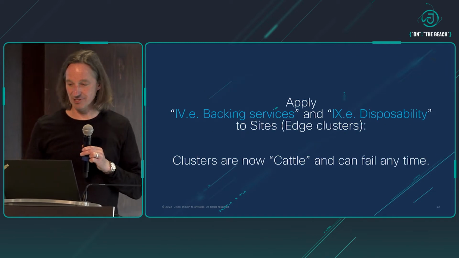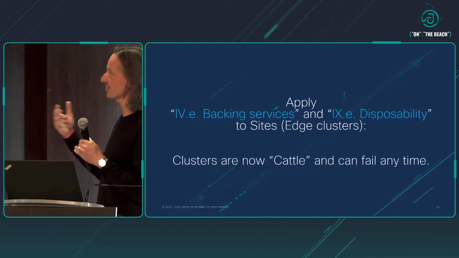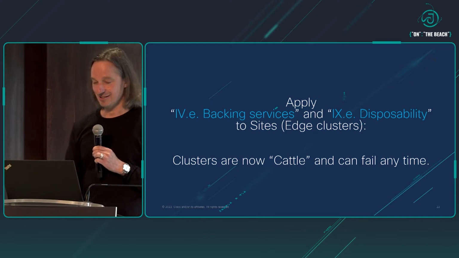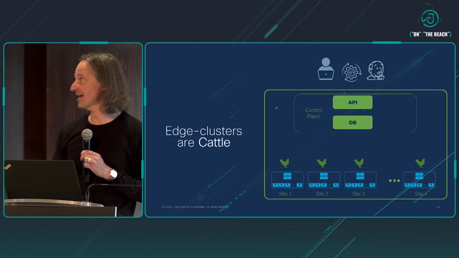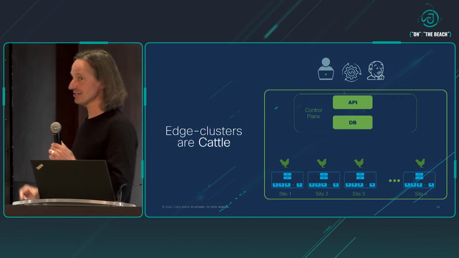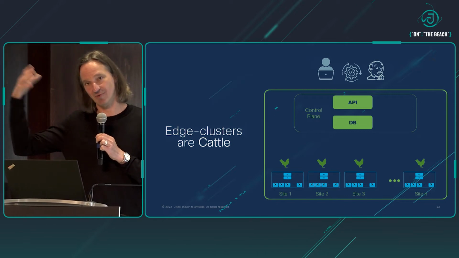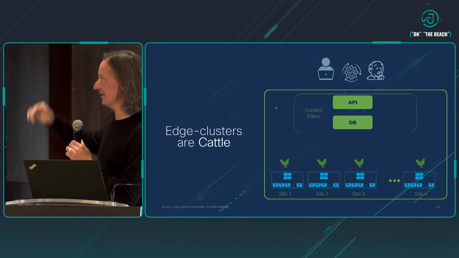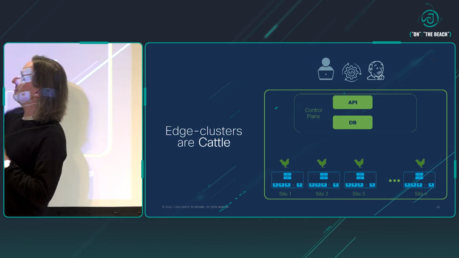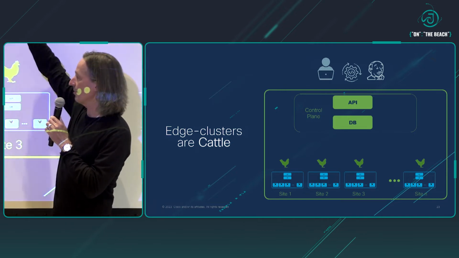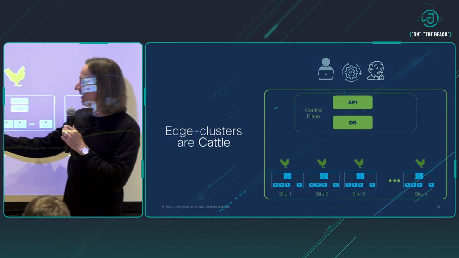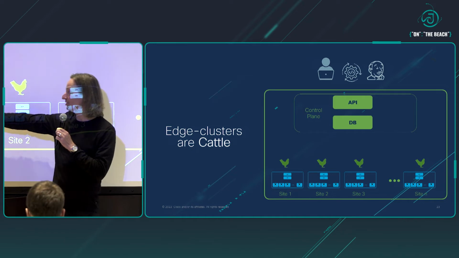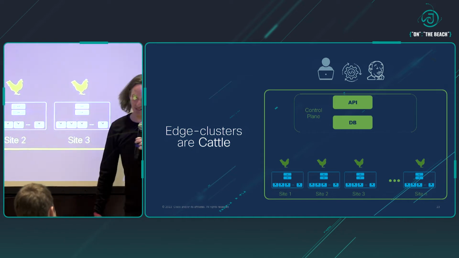If we apply our principle and say, well, let's have disposability and backing services and the sites as edge clusters, the clusters can now fail at any point in time, our cattle. So I can do clusters of clusters, and there's quite a few solutions out there that do this in one way or the other, sometimes not all the way. But yeah, you have an API, you have a database, hopefully a reliable one, and then these individual sites become like one cluster, maybe multiple clusters in one particular site, but treat them as cattle.